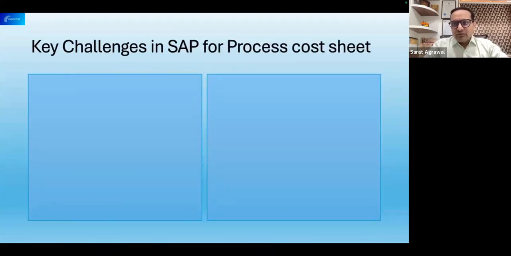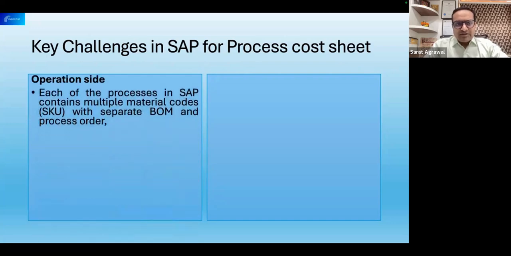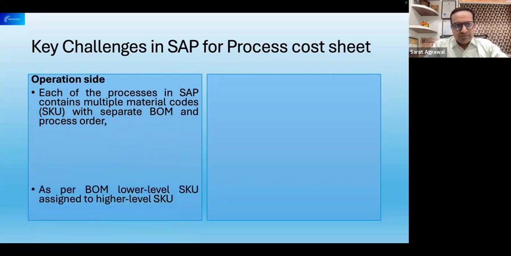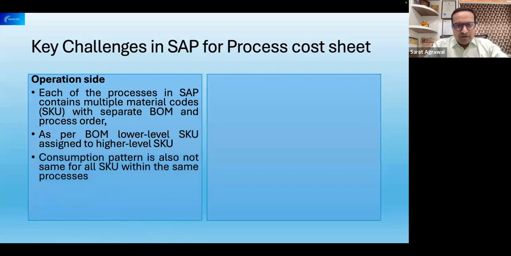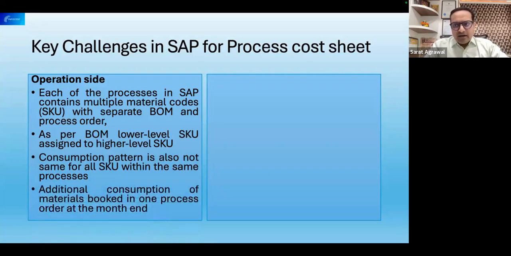Now, what are the key challenges we might face while preparing the process cost sheet in the SAP system? From the operation side, the first challenge is that there are multiple SKUs or multiple material codes for each process, which stops us from calculating the total process cost for that process. Then the BOM is created from lower level to higher level. The consumption pattern is also not uniform for all the SKUs in the same process. And at month end, we book additional consumption for one or two process orders and so on.